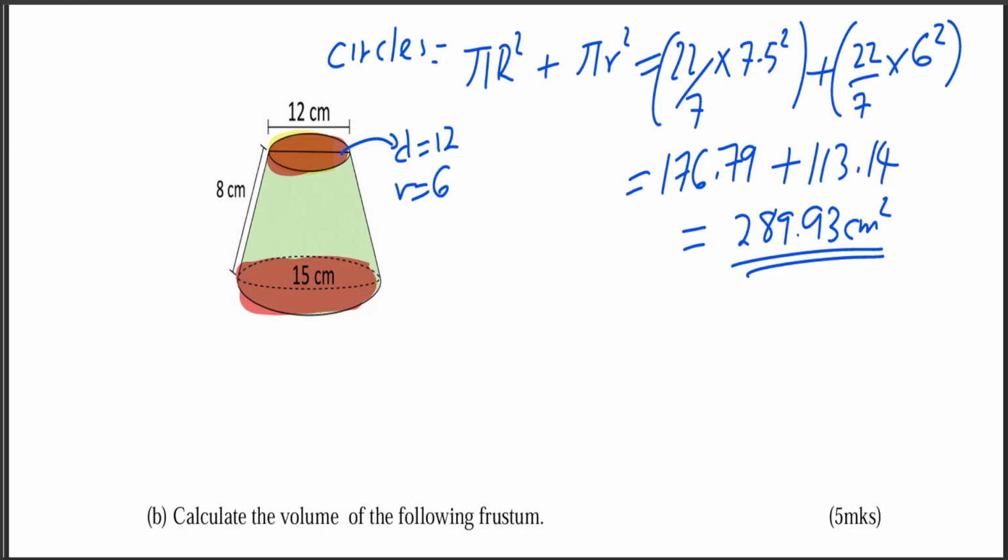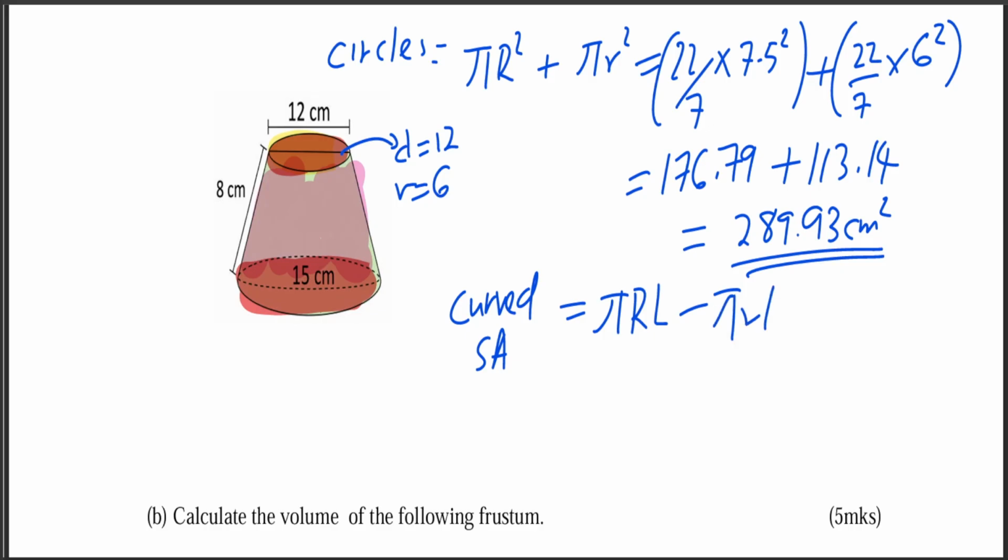Now the last one is going to be, let me check another one. So it will be the curved surface area. So area or curved surface area. So the curved surface area is going to be pi R big L big minus pi r small L small. They might be asking which one is the L big, which one is the L small.